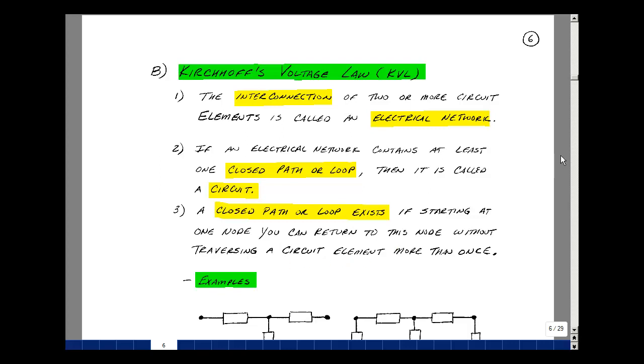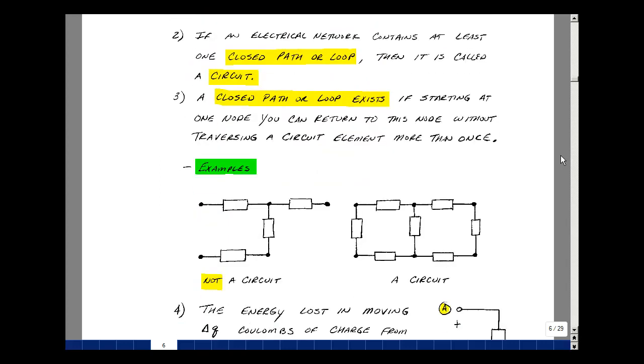Let me take an example here and show you what I mean. If I start at a point and I go around a loop and I don't go through the same element more than once, then that's a circuit. Here, if I start at this point, go around this path, it's not a closed loop. I have to come back to get back to that same start point. And this is not a circuit.